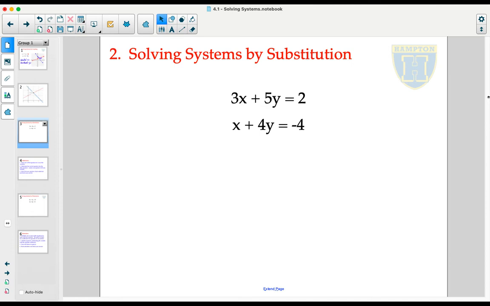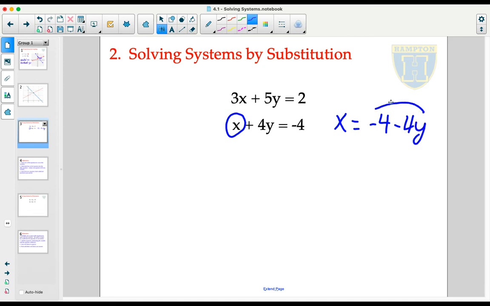the entire system together and identify the variable in the system that would be the easiest to solve for. In this case, it's fairly straightforward. This x is almost all by itself already. So that's the best candidate to be solved for. We rewrite the equation as x equals -4 minus 4y, and that information will get substituted into the place of the x in the other equation.